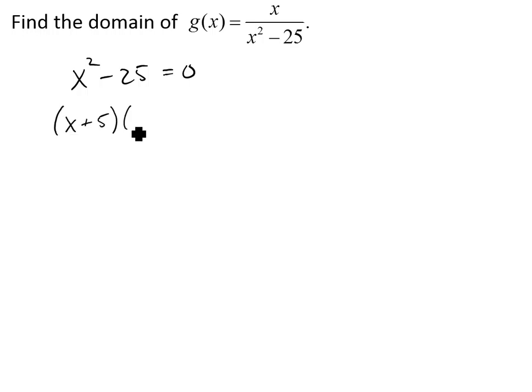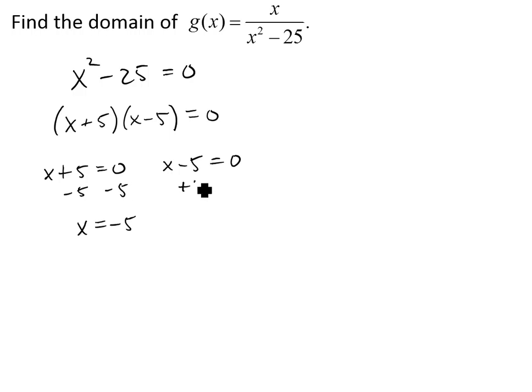So x plus 5 times x minus 5, and set each factor equal to 0. And solve each of those two equations, which is going to give us x equals negative 5 and x equals positive 5. So these are the only two numbers that are not in the domain. So the domain is all real numbers except those.